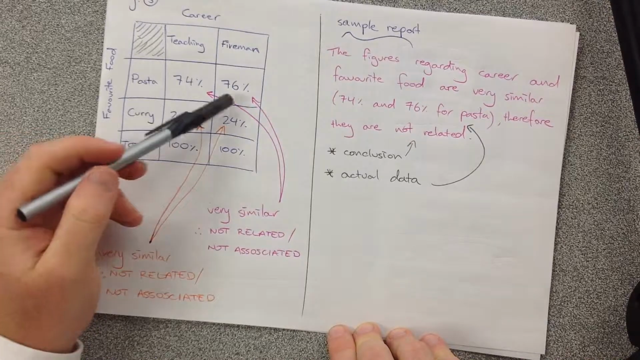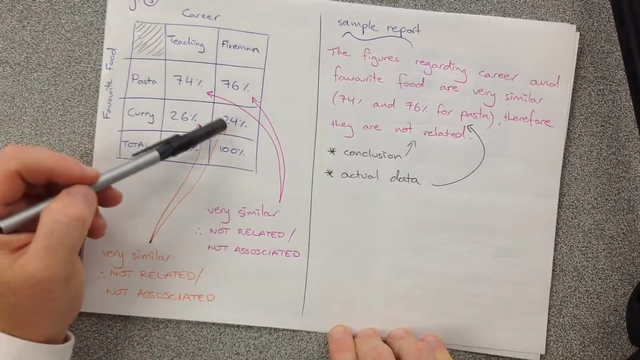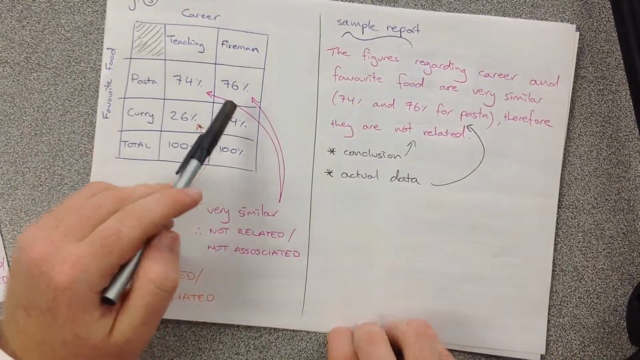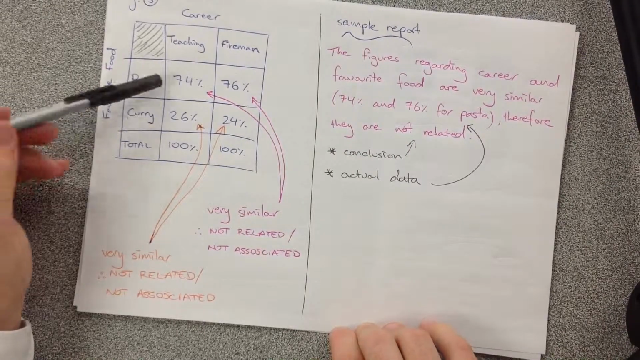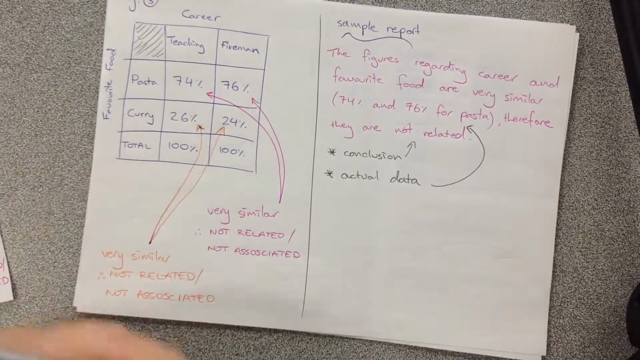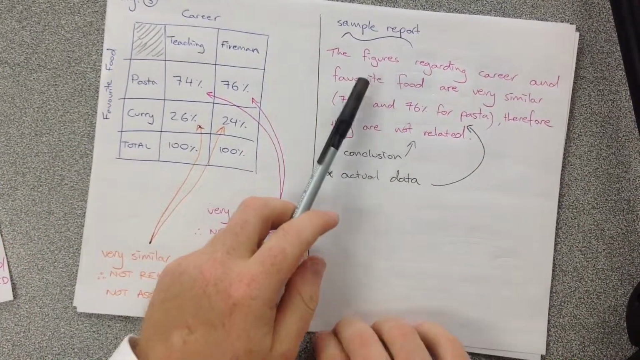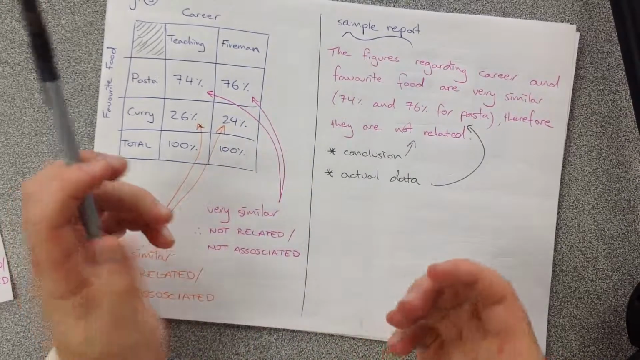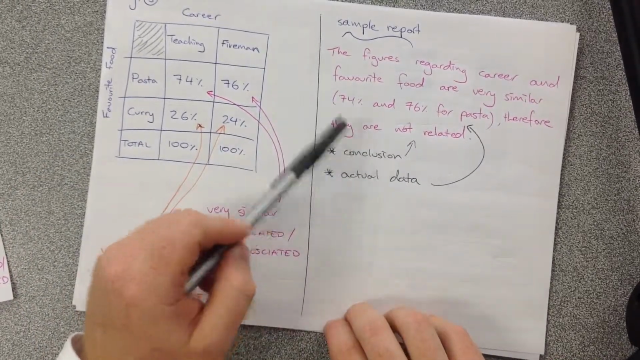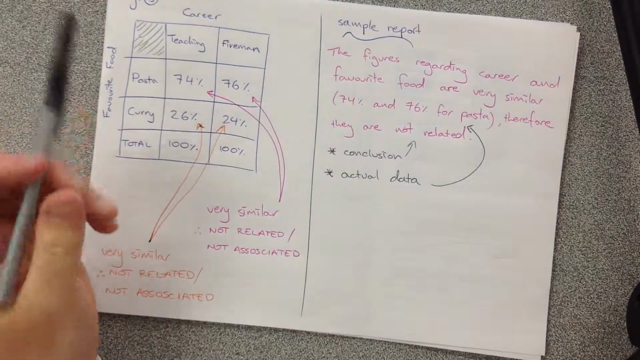Here's another example. Of teachers, 26% said their favourite food was curry, and of firemen, 24%, pretty much the same, said their favourite food was curry as well. So it doesn't matter what career, their favourite food is still going to be the same. So those two variables aren't related. Doesn't matter what happens, it's not affecting the other one. Here's a sample report for this one. The figures regarding career and favourite food are very similar, and I've included the actual data. Therefore, they are not related, and that's my conclusion. So you have to include your actual data and your conclusion. Other than that, that's all pretty good.